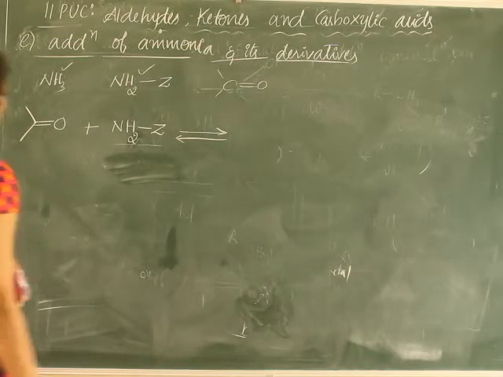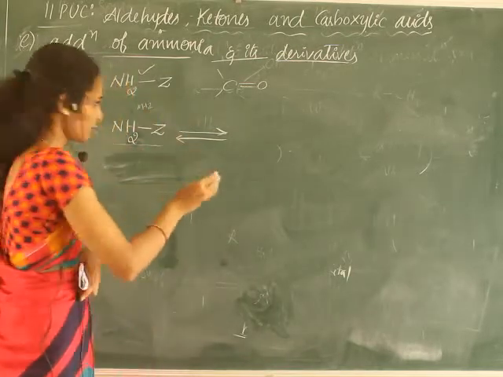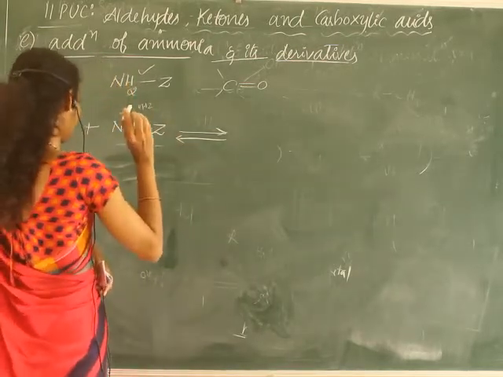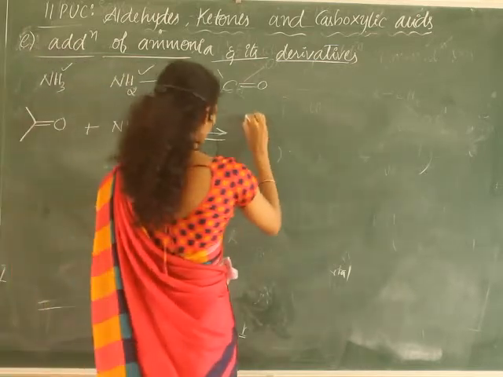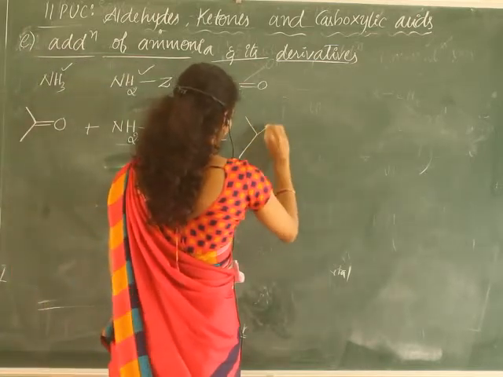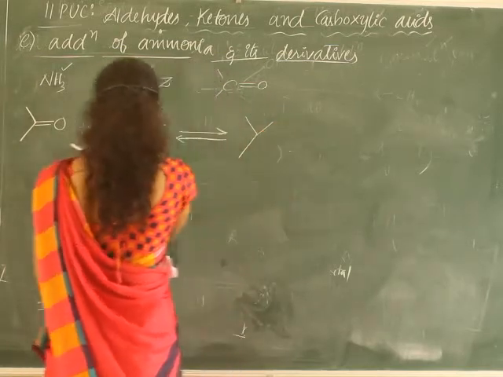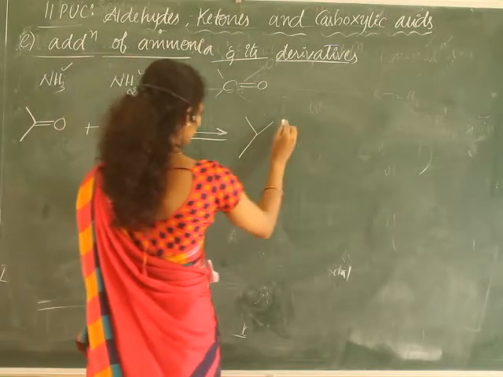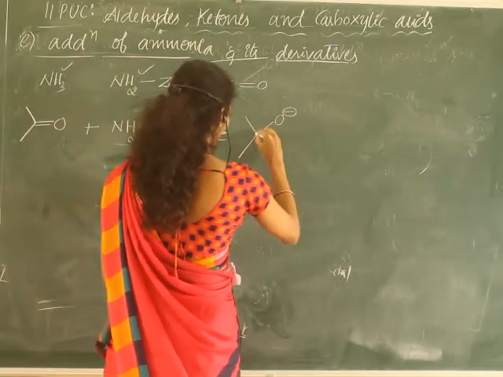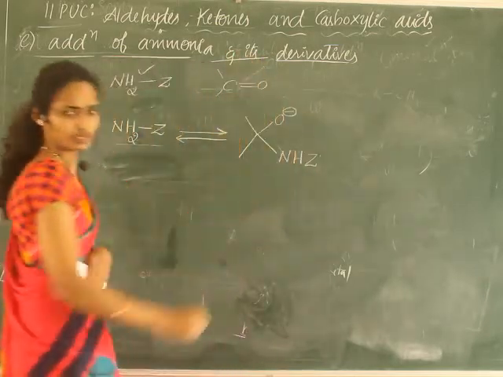Okay. Next is results in the formation. I will write NHZ is nucleophile here. N lone pair is there, or minus. Hence this bond shifts, and it becomes O minus. Hope it is clear for you. And it is NHZ.